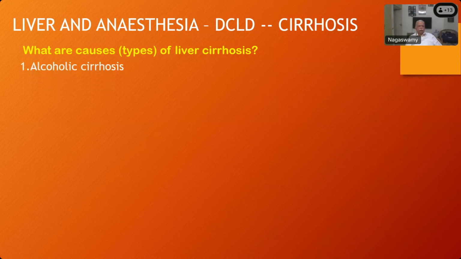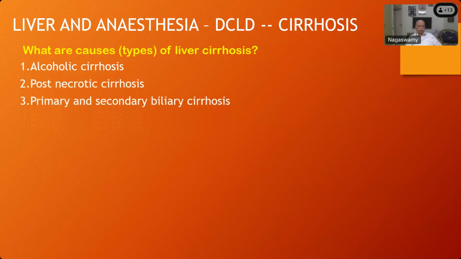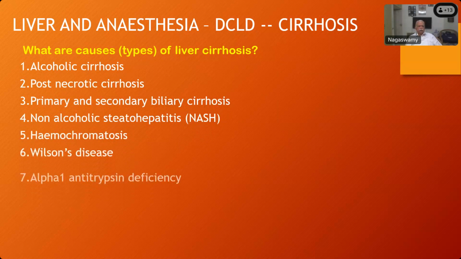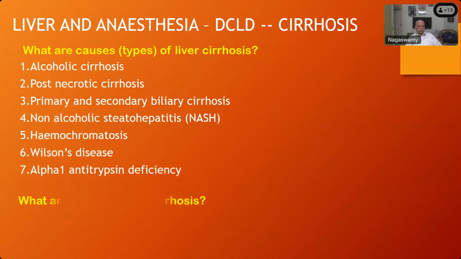So the types can be alcoholic cirrhosis, post-necrotic cirrhosis, primary and secondary biliary cirrhosis, non-alcoholic steatohepatitis, hemochromatosis, Wilson's disease, and alpha-1 antitrypsin deficiency. So these are all the various types or causes of liver cirrhosis.